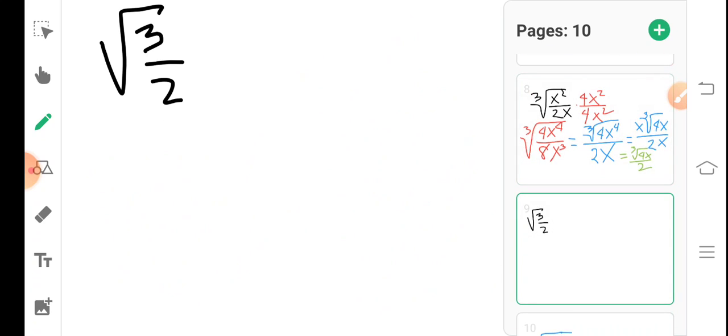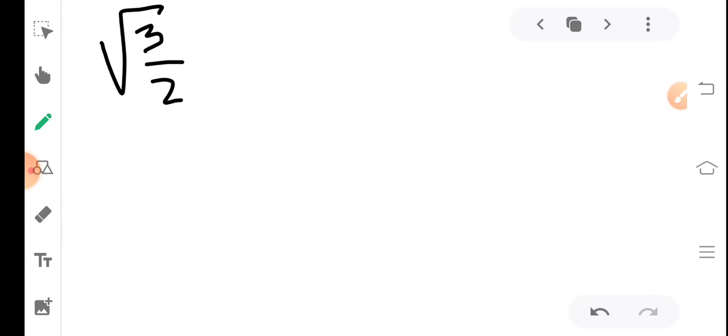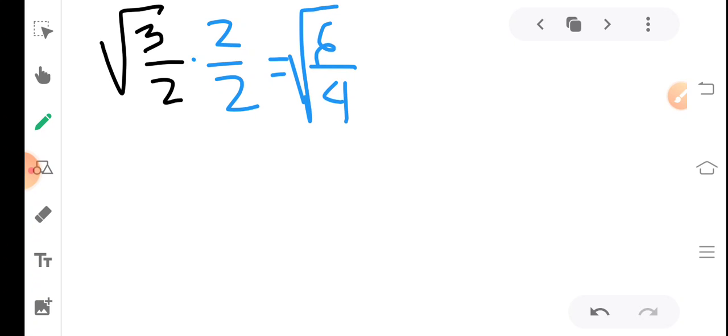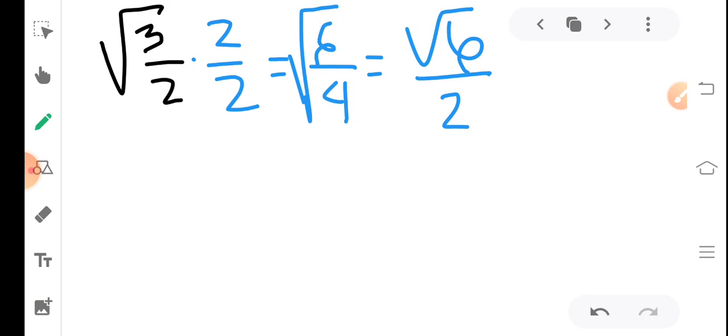Another example. What if we have this? Again, we have to make our denominator a perfect square since we have here a square root. Our index is 2, so multiply this with 2 over 2. The result is 3 times 2 is 6 over 4, so the result is the square root of 6 over 2.